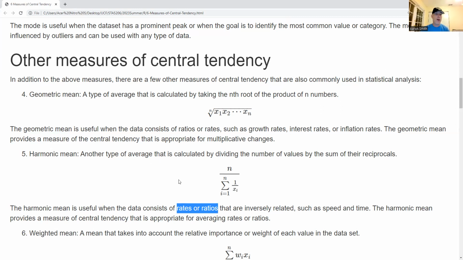The harmonic mean provides a measure of central tendency that is appropriate for averaging rates or ratios. So if I'm dealing with rates or ratios, I might want to use the harmonic mean.